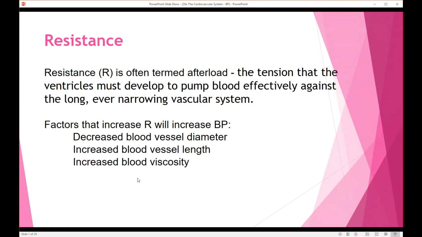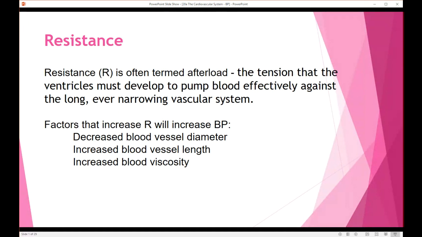So resistance is often called afterload. We talked about that when we talked about stroke volume. The tension that the ventricles must develop to pump the blood effectively against the long and ever narrowing vascular system. So factors that increase resistance will also increase blood pressure.